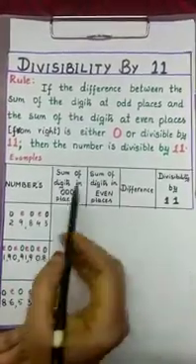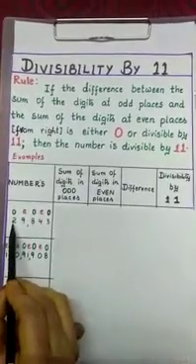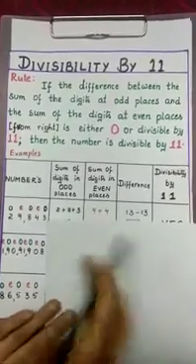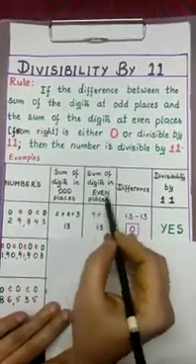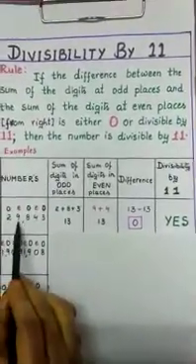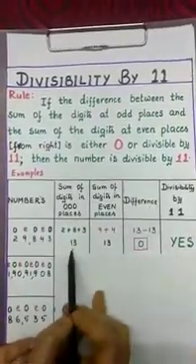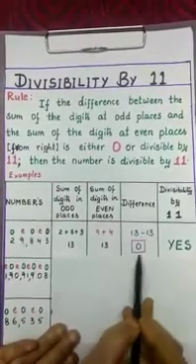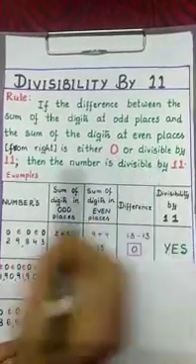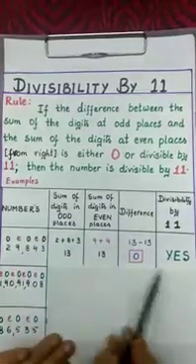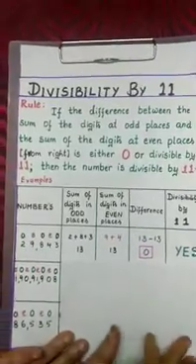Now what you have to do next is find the sum of digits in odd places. What are the digits in odd places? 2, 8 and 3. 2 plus 8 plus 3 is 13. Next we find the sum of digits in even places. We have 9 and 4. 9 plus 4 is 13. Next we find the difference between the two sums: 13 minus 13 is 0. According to the rule, if the difference is either 0 or divisible by 11, then the number is divisible by 11. The difference is 0, so this number is divisible by 11.